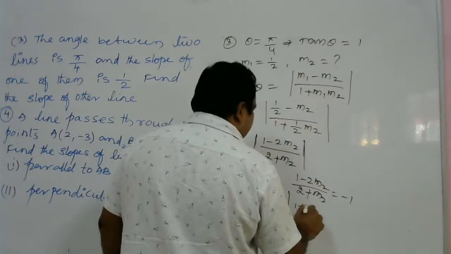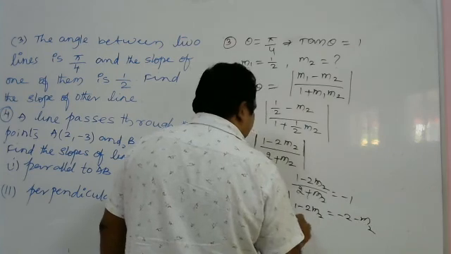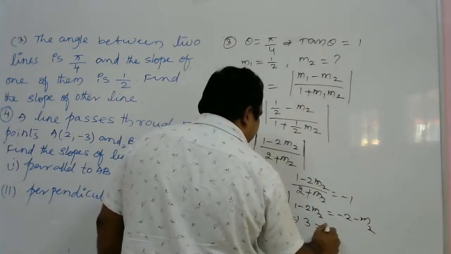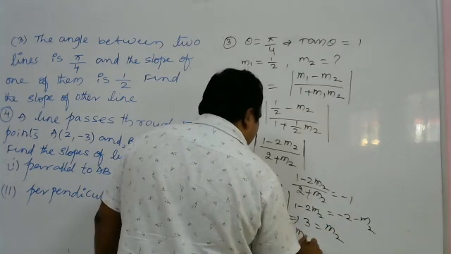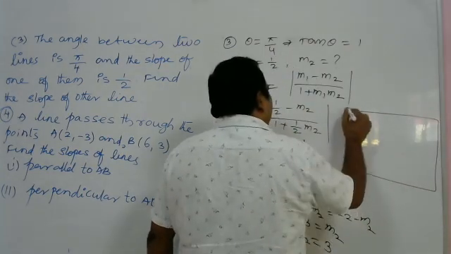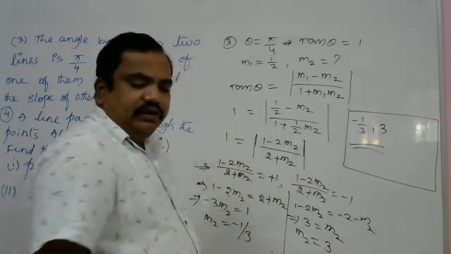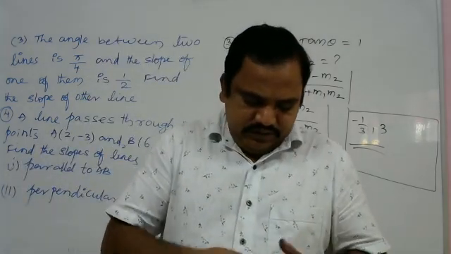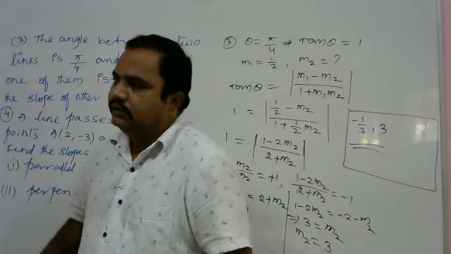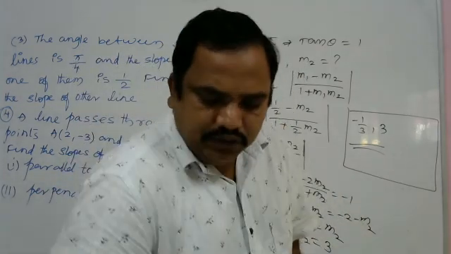Here 1 minus 2 m2 is equal to minus 2 minus m2. Bringing this side, 3 equal to m2. So therefore m2 equal to 3. So the solutions are minus 1 by 3 as well as 3, which are the slopes of the remaining line. Okay, understood?